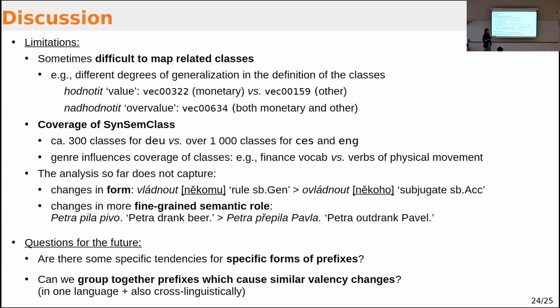However, conceptually, beer, the patient role here, is something else than Pavel with outdrank. Here it is really the drink, the liquid that Petra drank, but Pavel is not what Petra drank, it's someone that she drank against. So again, this is not captured because the functors don't distinguish these kinds of roles.